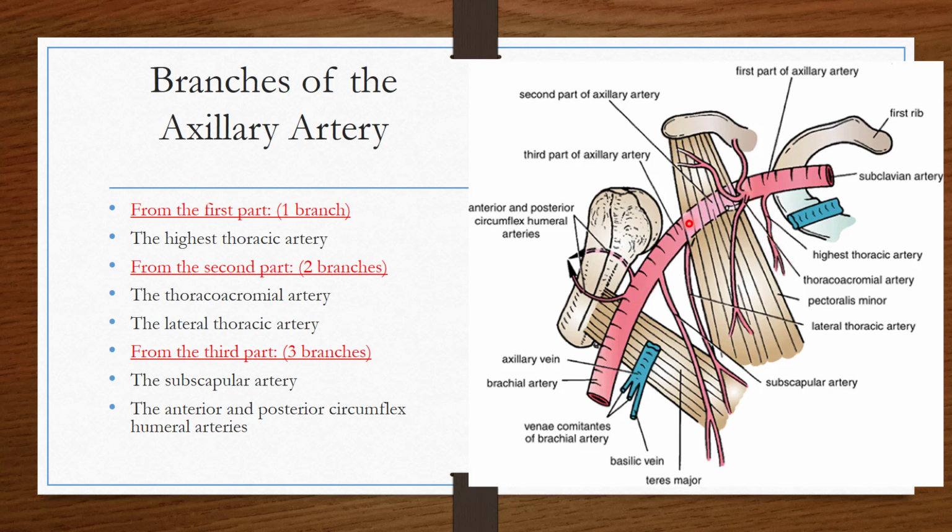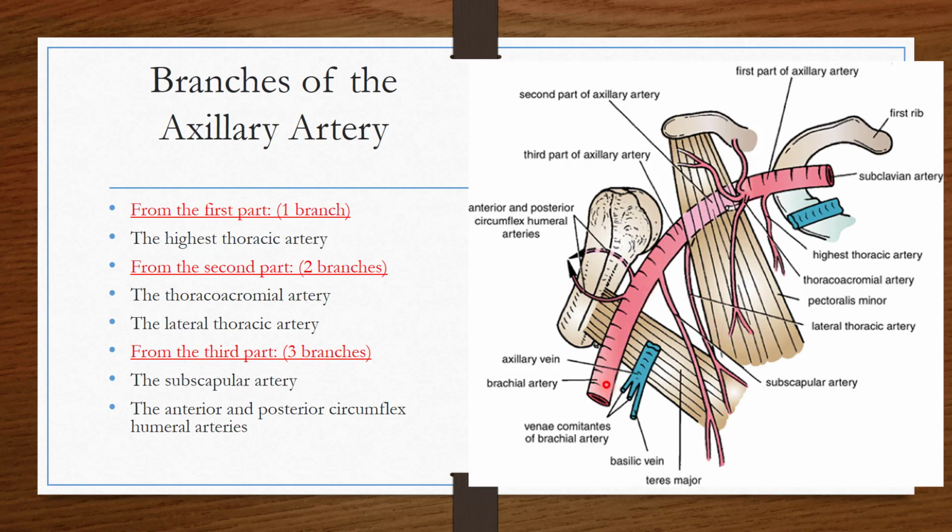Now the second part of the axillary artery will give two branches. Number one is the thoracoacromial artery. Can you see here? This is the thoracoacromial artery, which will give many branches. The deltoid branch, brachial branch, many other branches are coming from the thoracoacromial artery, and the lateral thoracic. Can you see here? This is the lateral thoracic artery which is also coming out from the second part of the axillary artery. So the second part will give two branches, thoracoacromial artery and lateral thoracic artery.